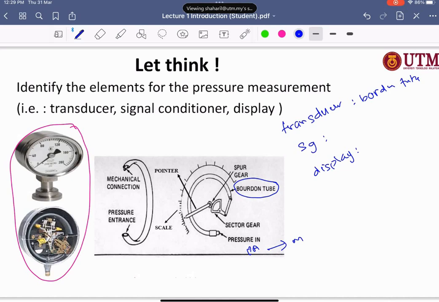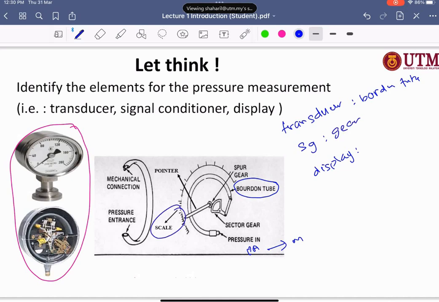Yes, correct, it's the gear, because the gear acts as the amplifier. It can amplify or de-amplify, from a small gear to a big gear and so on. And of course the display is the scale, the analog scale.